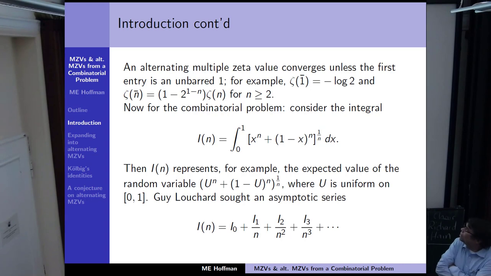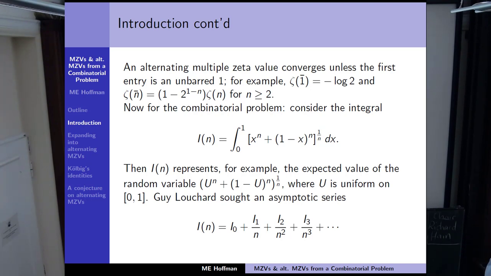Now, our combinatorial problem. So suppose you take this integral from 0 to 1 of the 1 over nth power of x to the n plus 1 minus x to the n. So you can interpret it as the expected value of the random variable u to the n plus 1 minus u to the n, to the 1 over n, where u is uniform on 0, 1. And actually, part of this joint paper under development is a whole section about interpretations of this in terms of expected values and moments of distributions, but that's the boring part, so I'm not going to talk about that.